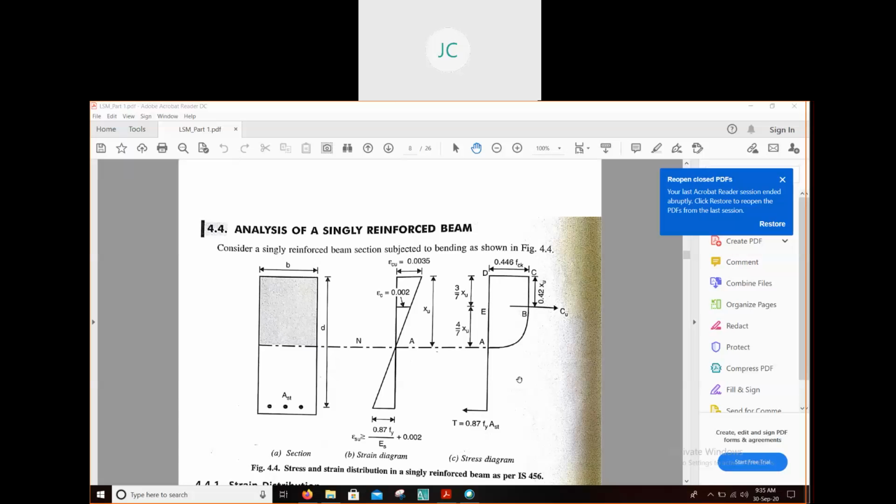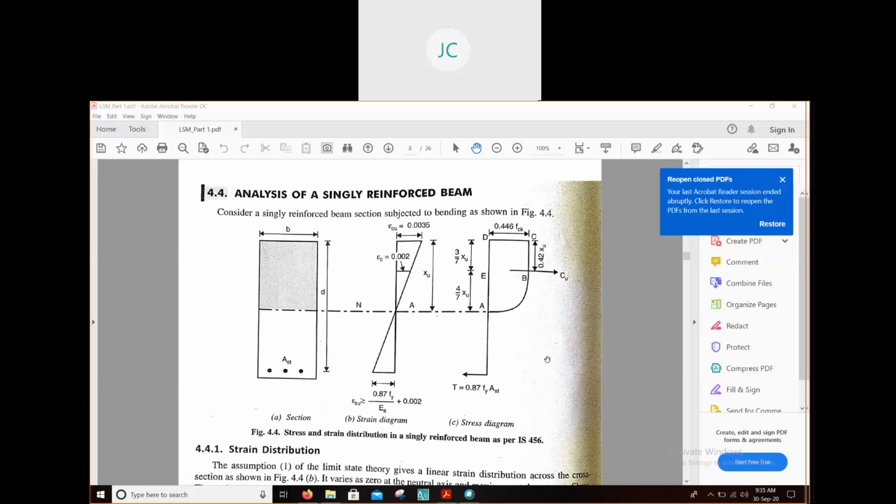Okay, so now let us start our singly reinforced beam by limit state method. So this figure is also given in IS 456. All of you please go through the figure.